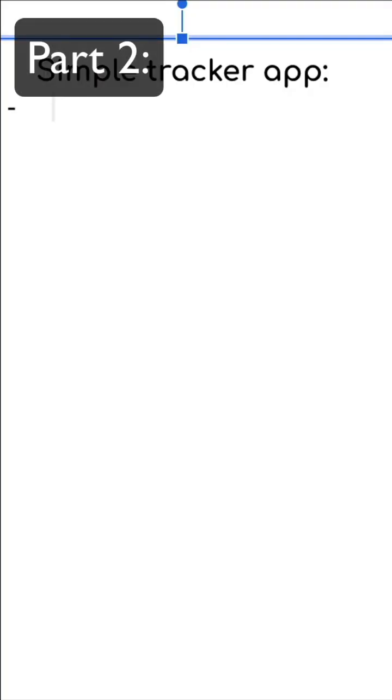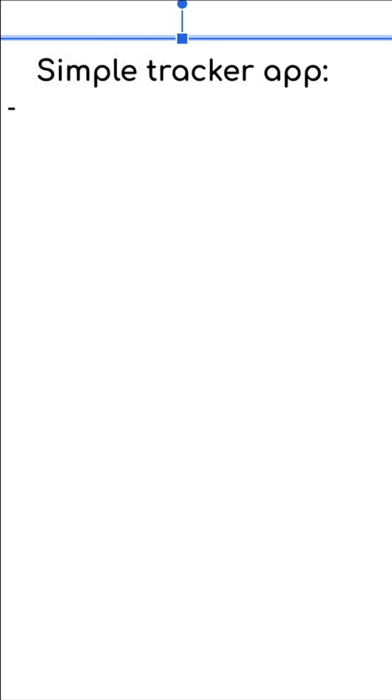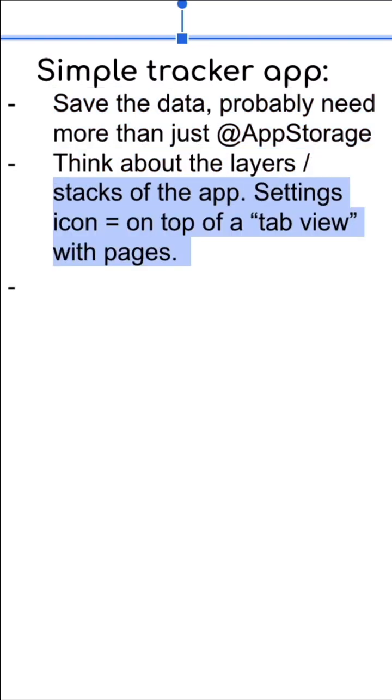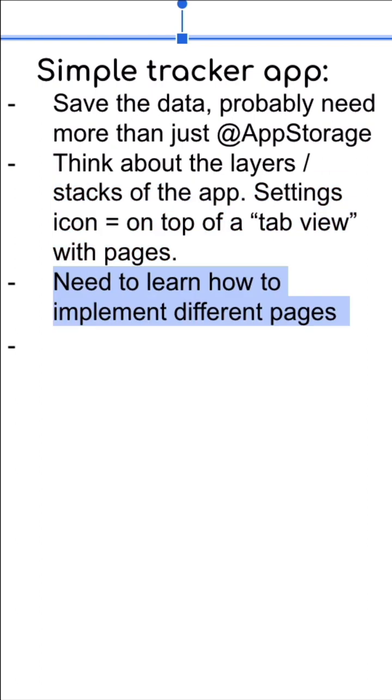Hey guys, and welcome to part 2, building a tracker app entirely on Reels. So for this app, although it is pretty simple, we're still going to need to learn how to save the data of the user in more than just app storage. Think about the layers and stacks of the app. We're going to need to implement the pages, use a model array probably to store the data.